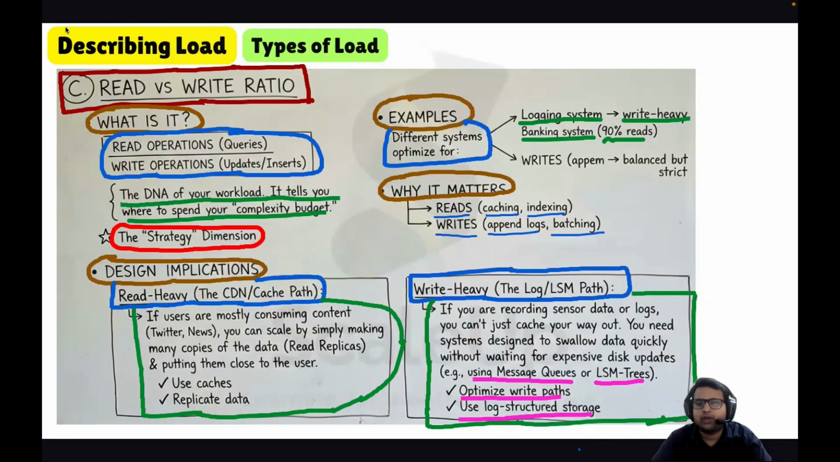We can make use of message queues, and we can make use of LSM trees. We also have to optimize the write paths so that we can tackle the expensive disk updates, and we have to use log structured storage to make write heavy tasks more efficient. So these are the design implications.